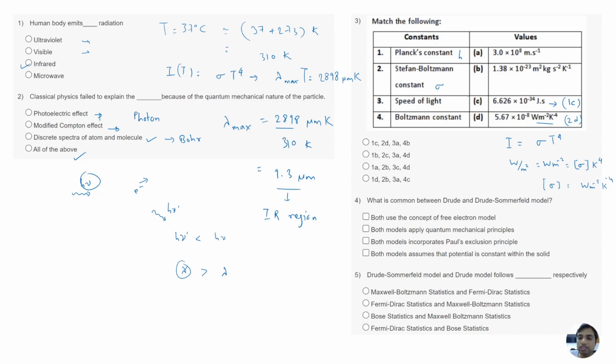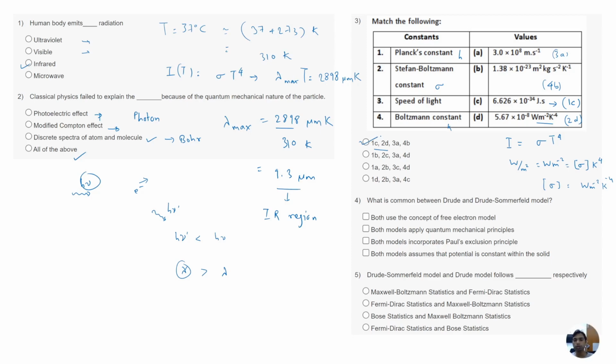The speed of light is, again the unit will be meter per second, but it is a known constant, so it is 3 into 10 to the power 8 meter per second. And the last one is the Boltzmann constant k, and it is 1.38 into 10 to the power minus 23. So this is 4B. So this combination will be your correct answer: 1C, 2D, 3A and 4B. So this is your correct answer.